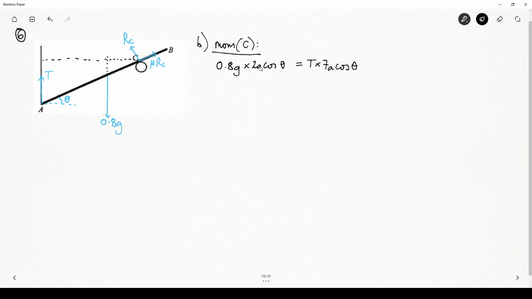And you see that we can actually just divide both sides by a cos theta to get that tension is 0.8 g times 2 divided by 7. 2.24 newtons, or let's say, well, in this case we can just write it all down.